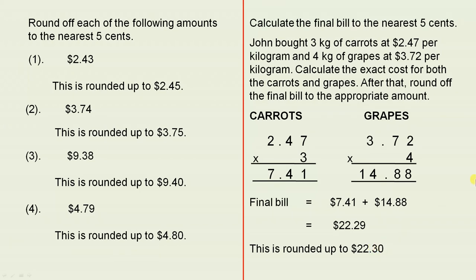So this video has given us a few examples where we can see how we can round off money, either up or down, to the nearest 5 cents, because many countries don't have 1 and 2 cents in circulation anymore, so that's the most convenient way to do it.